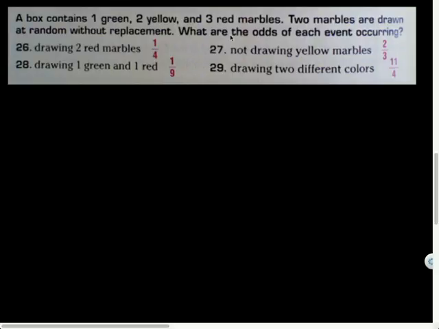Let's see, do you only want me to do 27, 29, or? I don't mind setting up. Want me to just at least set up all of these?